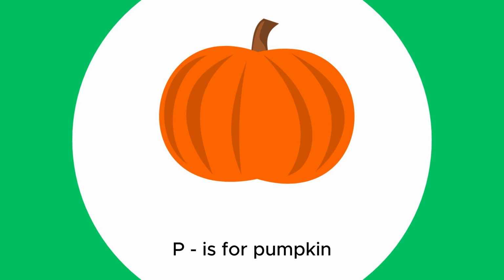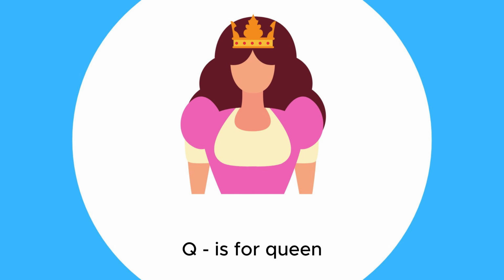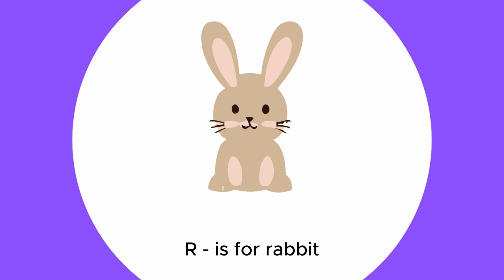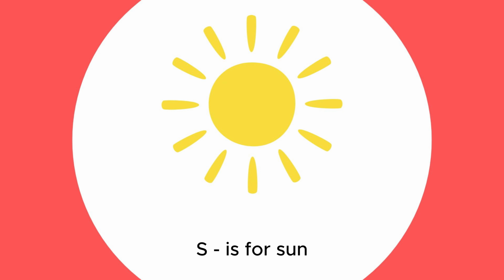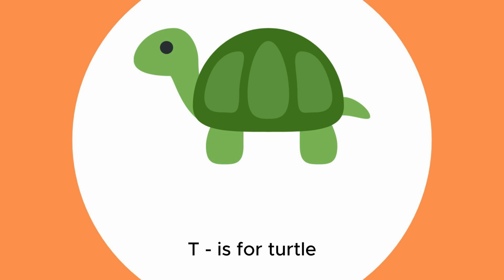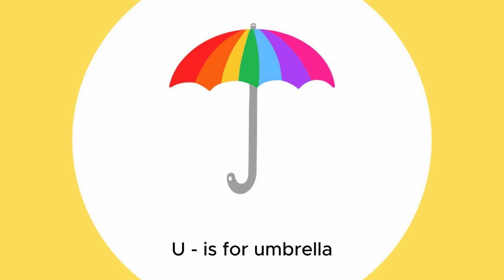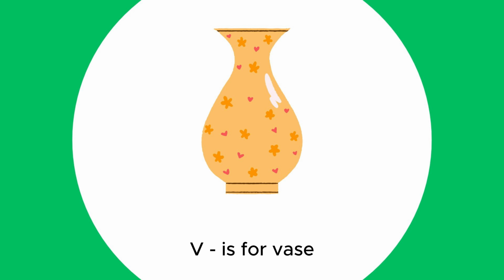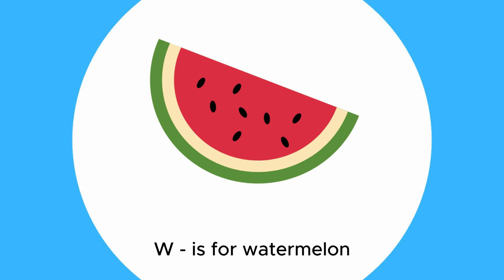P is for pumpkin. Q is for queen. R is for rabbit. S is for sun. T is for turtle. U is for umbrella. V is for vase. W is for watermelon.